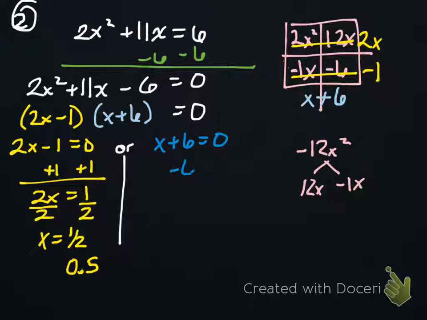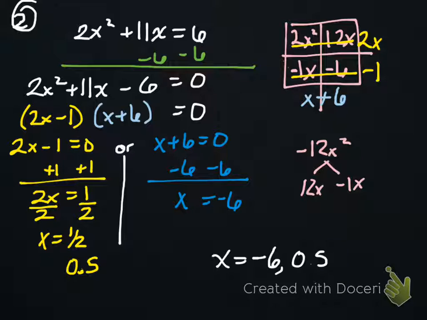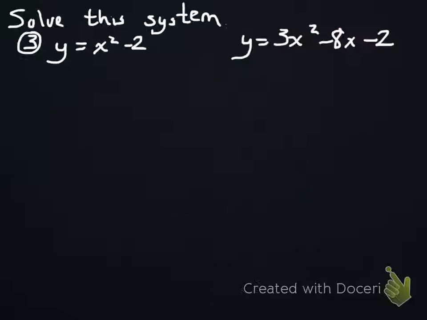So on the other one, subtract 6. X equals negative 6. And so let's say I want it in decimal form. What would be my answer? X equals negative 6, comma, 0.5. If the computer asked me to leave it in fraction form, what would my answer be? And 1/2. So that's all that's different. Just make sure you follow the directions of what it wants. So it'd either be one or the other.